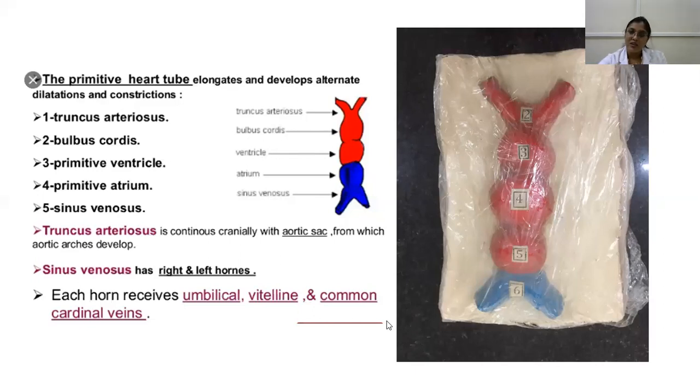So this part, they will be asking you what the names are. I hope you can tell them. Here we've got the venous end and the arterial end. So the heart tube is having two ends, and what is located here? This is the sinus venosus. This is the primitive atrium. And then we have the primitive ventricle here, and then we've got the bulbus cordis, and this is the truncus arteriosus. You can just go through it.